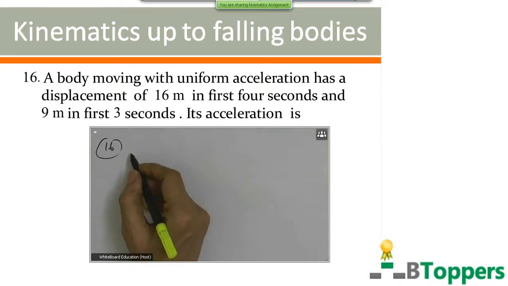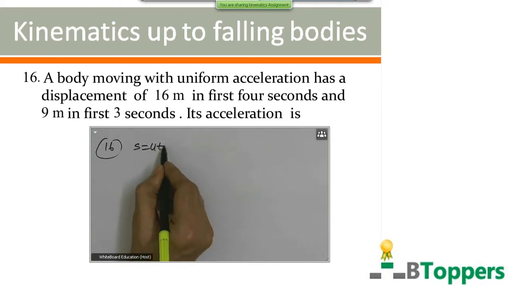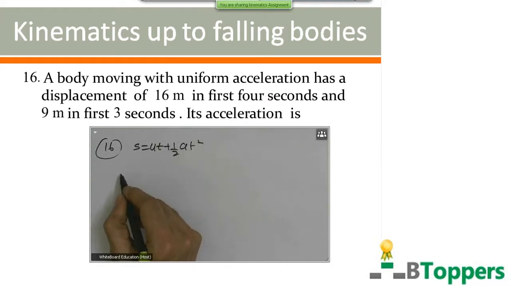See the question number 16. A body moving with uniform acceleration has a displacement of 16 meters in the first 4 seconds, and 9 meters in the first 3 seconds. So let u be the initial velocity and let a be the acceleration. You can use the formula s equal to ut plus half at square for the two intervals separately.